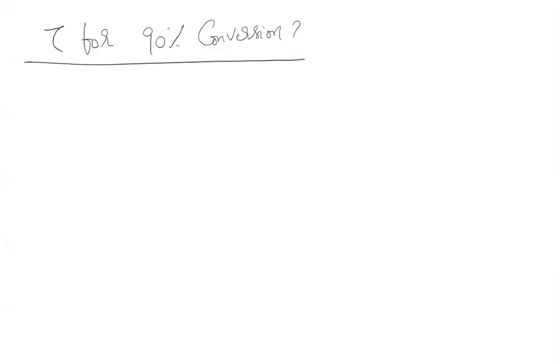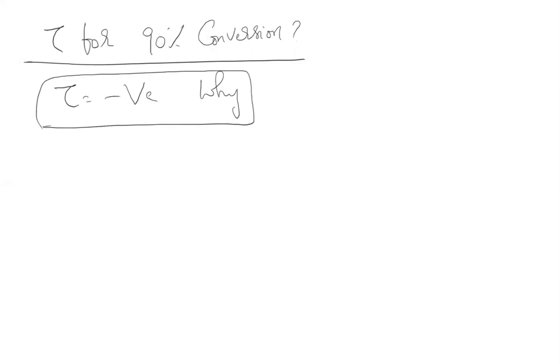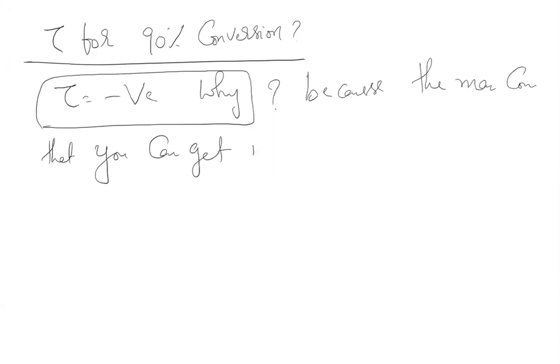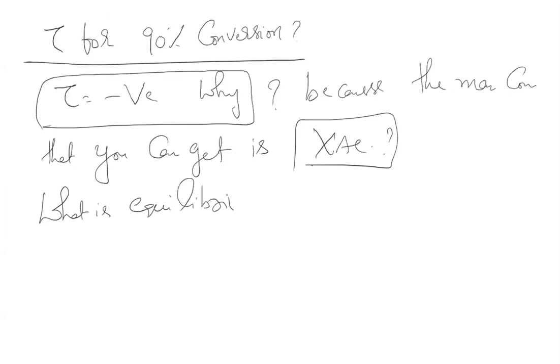For 90% conversion, my question is, somebody is saying you are getting tau negative. Why are you getting negative? Because the maximum conversion that you can get is the equilibrium conversion. You should know what is equilibrium conversion. What is the equilibrium conversion for this question? How do you calculate equilibrium conversion?